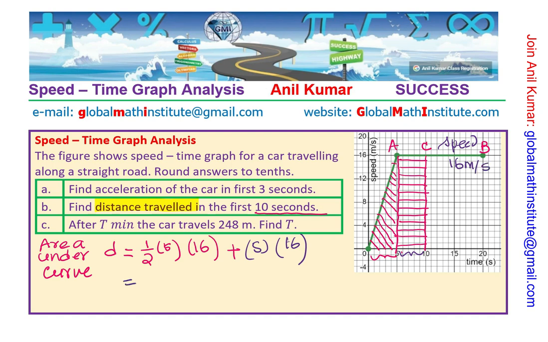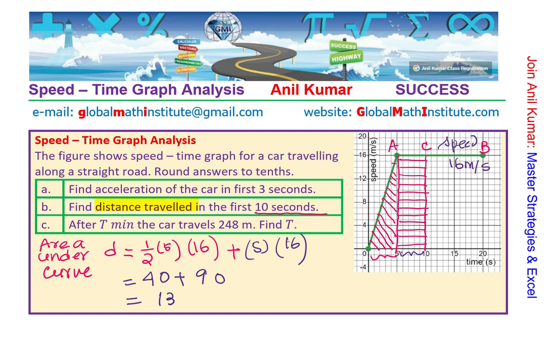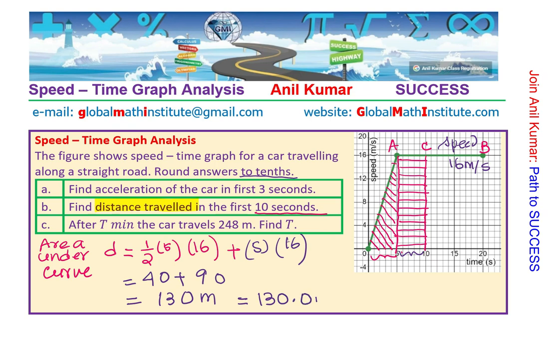So you can now calculate 8 times 5, which is 40, plus 5 times 6, 30, and 3, 90. So it gives you a total of 130 meters. So that becomes the exact value. However, we want the answer to tens, so it is a good practice to write this as 130.0 meters. You get the whole idea.